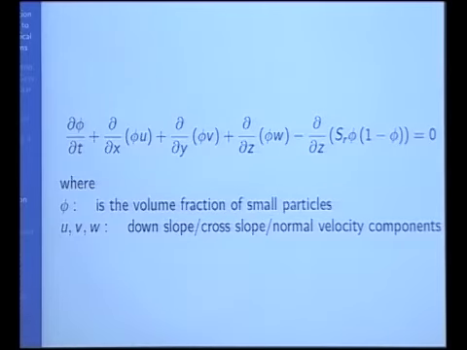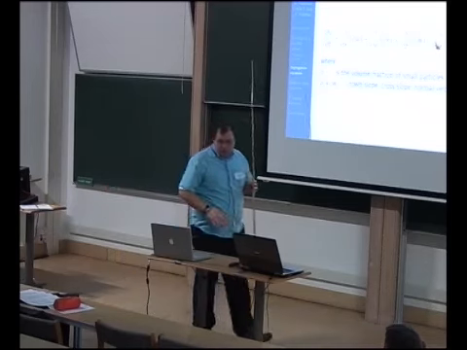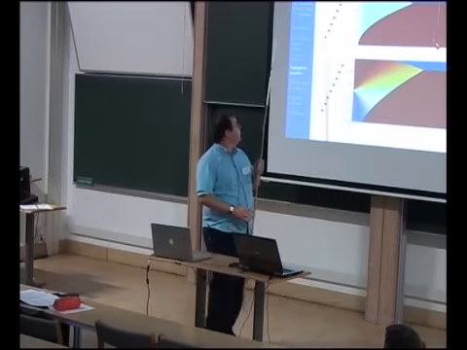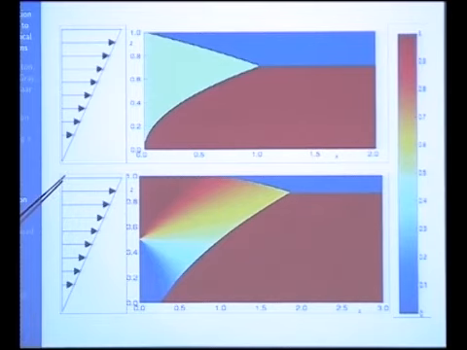So next, this is the model of segregation we developed as part of my PhD. Here phi is the concentration of small particles. U, V, and W are the downslope, cross slope, and normal slope velocities respectively. In my PhD work we took U, V, and W as prescribed functions and derived some simple solutions.